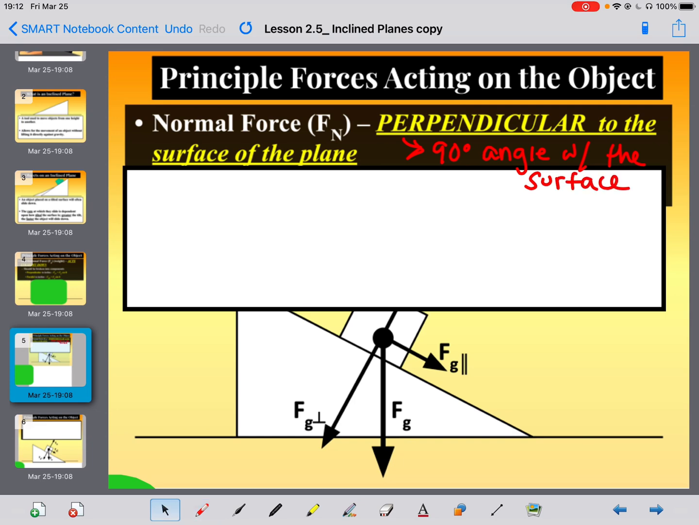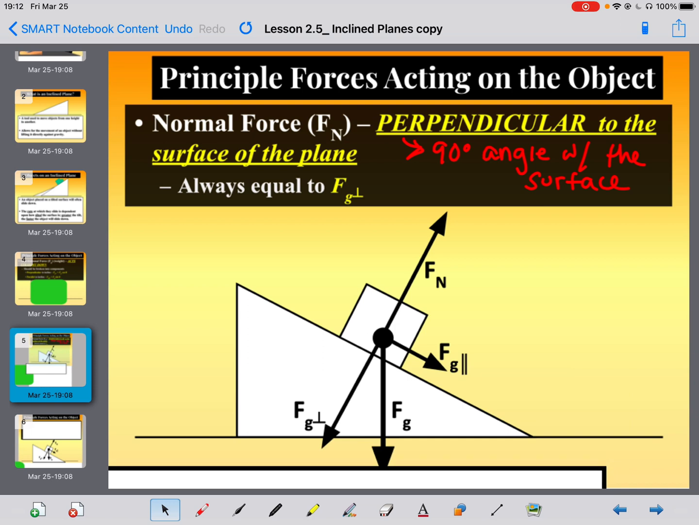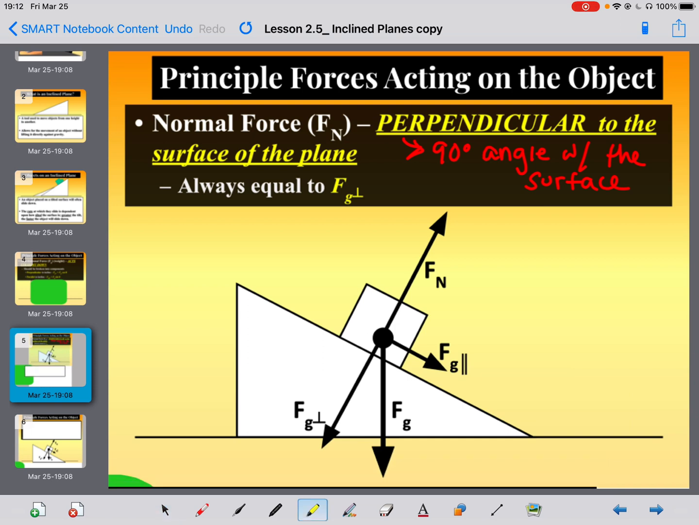Because it makes a 90-degree angle with that surface, it is going to be equal in magnitude but opposite in direction to FG perpendicular. If you see this FN right here, it is the same length as FG perpendicular. They just point in opposite directions. Because of this relationship, we can always say that FN equals FG perpendicular. This is for an inclined plane.